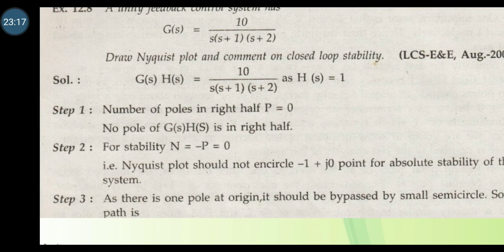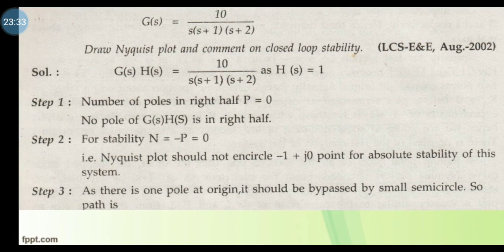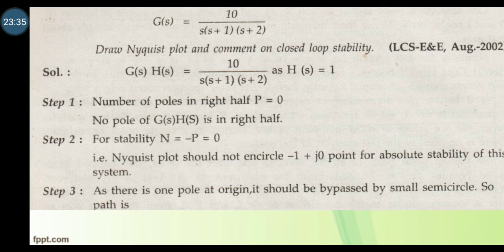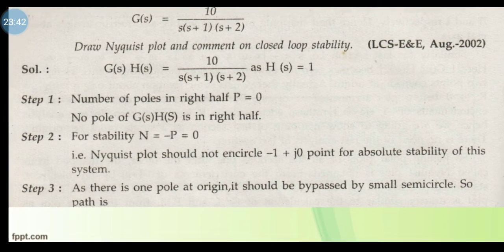Okay. Then, step 2, for stability, N must be equal to minus P, which is equal to 0, because P is 0. That is, the Nyquist plot should not encircle the minus 1 plus j0 point for absolute stability of this system.